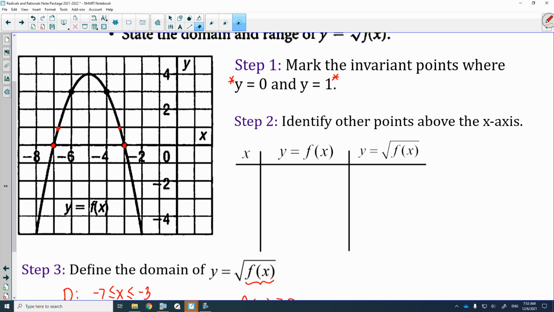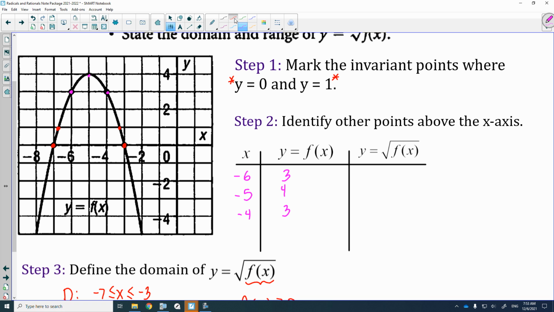Those are going to be points on my radical graph as well. And then we need other points on my original graph. And remember, you always pick points above the x-axis. So they give us points that they want me to select. So I'll select these points at -6, 3, and then this point at -5, 4, and then this point at -4, 3.